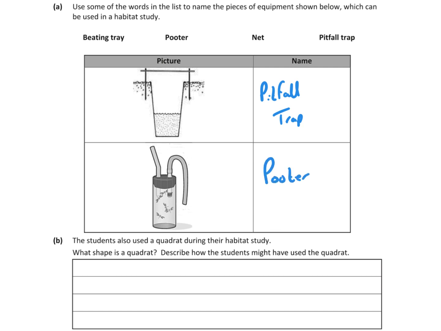Now, part B. The students also used a quadrat during the habitat study. What shape is a quadrat? And describe how the students might have used it. So really important there just to recognise that there's two questions, not just one. So the first part is asking what shape is a quadrat. The second part is describe how they might have used it. Okay, so the first part of the answer there is that it's going to be a square.